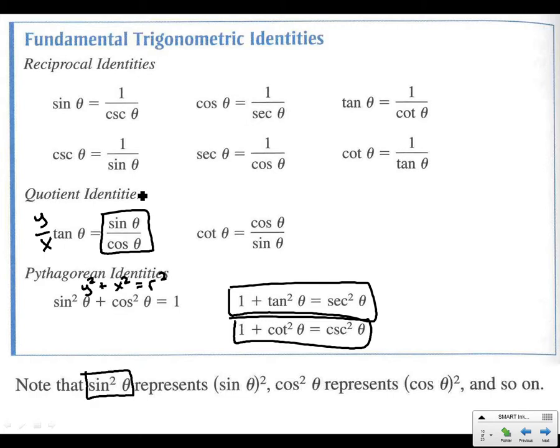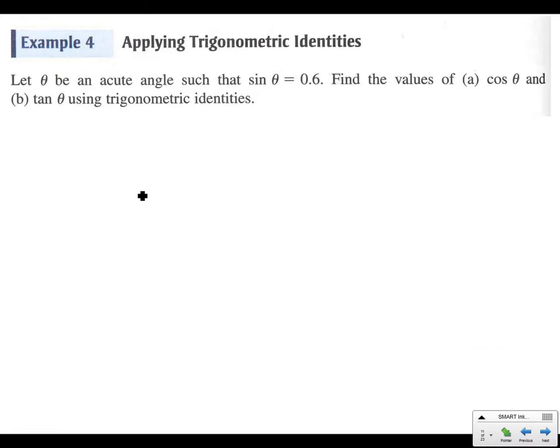One thing to talk about, the way we write sine squared, we could write it like that, but most typically it shows up like that with the 2 in between the sine and the theta. It's just a convention for how we write it. Okay, sine squared theta means sine theta times sine theta. All right, so let's see if we can do this example here. Let theta be an acute angle such that sine theta equals 0.6.